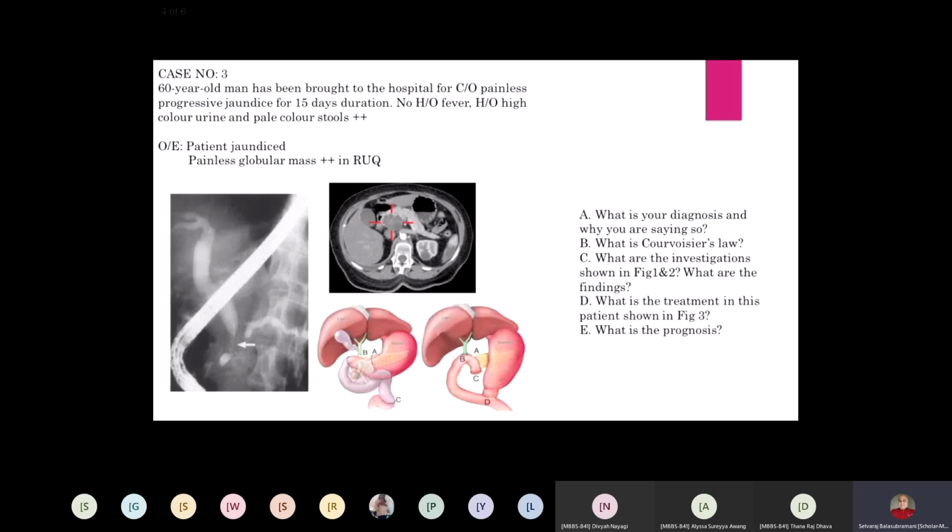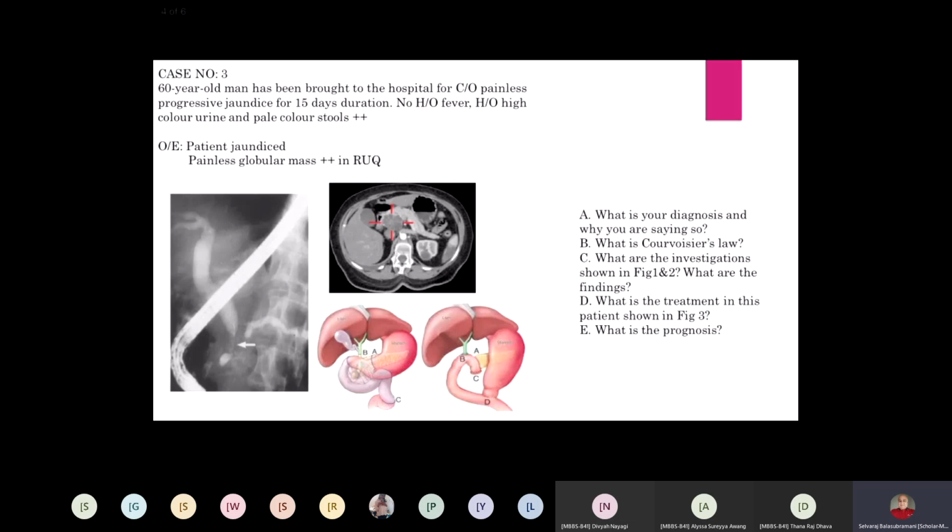Suppose it is the head of the pancreas, with no infection or inflammation in the gallbladder. So this gallbladder can distend. If there is an obstruction, a lot of bile will go into the gallbladder, and it can distend. This is Courvoisier's law. But there are some exceptions to this law.